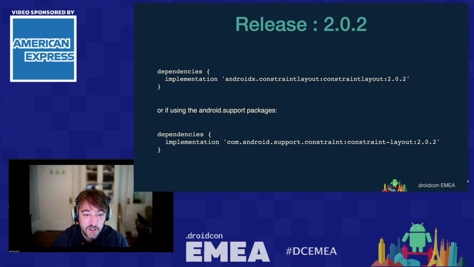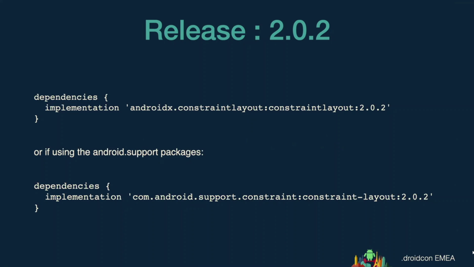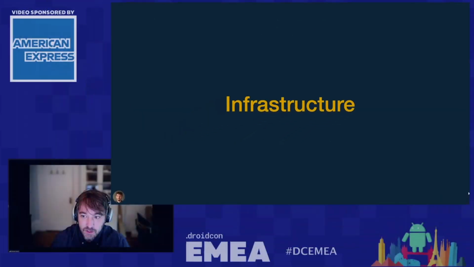Yeah. So we actually just released the 202. So if you want to use all of those capabilities in your project, you just need to add this dependency line, either the Android X one or the Android.support if you're still using that. We would recommend to use the Android X one. And would highly recommend for you to switch to the 202 because we added a lot of improvements in performances, notably, as well as several bug fixes. So if you have not done so, this is a really good release.